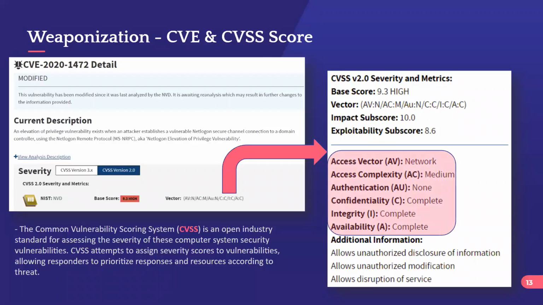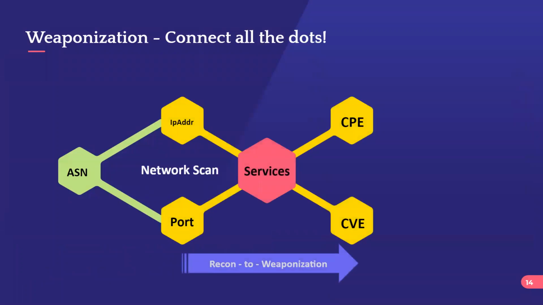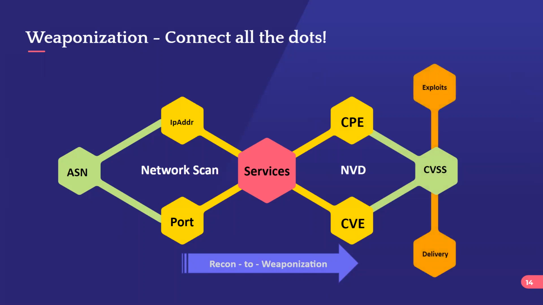So again, what we were trying to do was we have the services information of all these 76,000 services which were exposed, combine it with CVE using CPE data, the platform enumeration data, and then come over here and see, okay, what can we do? So again, start with ASN, find the IP address and the port number. From there, find the services. From the services, find the CVE and the CPE information. That goes back to CVSS scores. And from CVSS score, we can think about what exploits and what delivery we can use. So that's a pretty automated way of going from recon to weaponization.